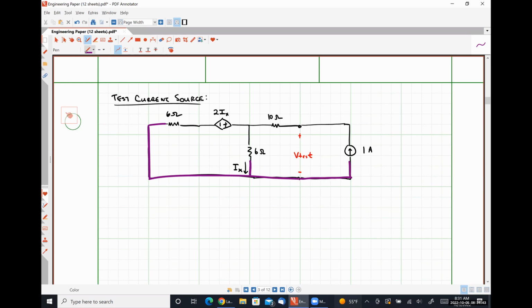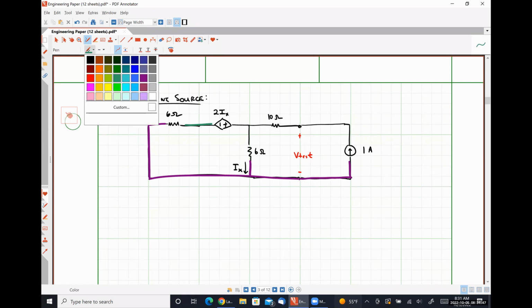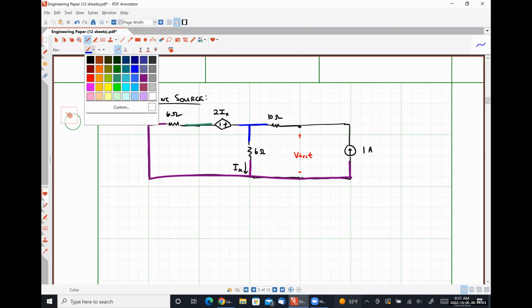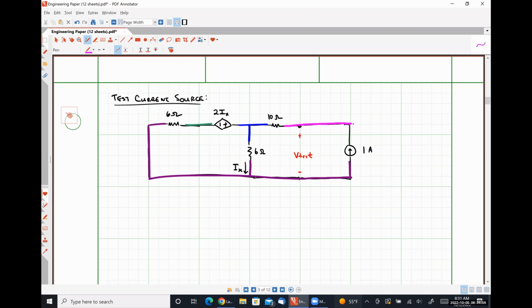So this is one node, 2, 3, and 4. Which one do we want to be our reference node? The bottom, okay? So I'm going to call this VA, VB, and VC.